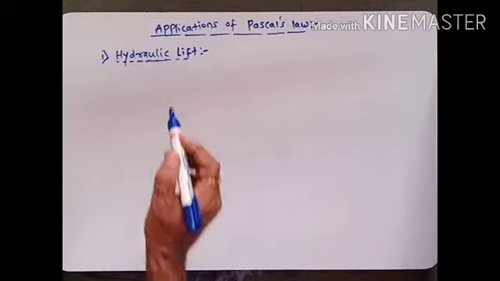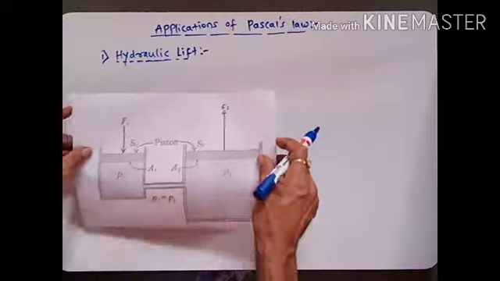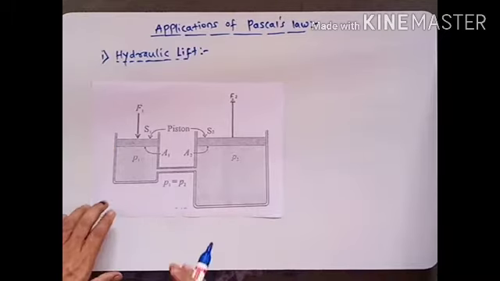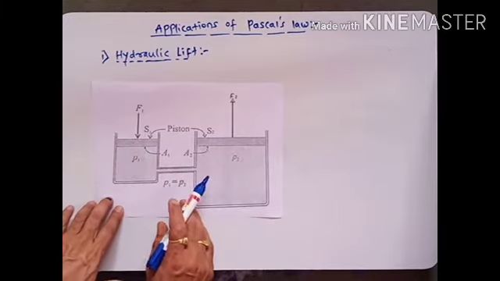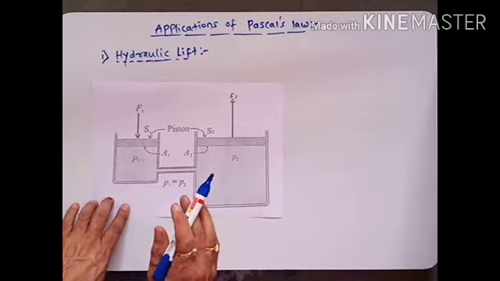Hydraulic lift. It is used to lift a heavy object using a small force, and it works on the principle of Pascal's law. Now we will consider, suppose this is the diagram of the hydraulic lift. S1 and S2 are the two pistons.